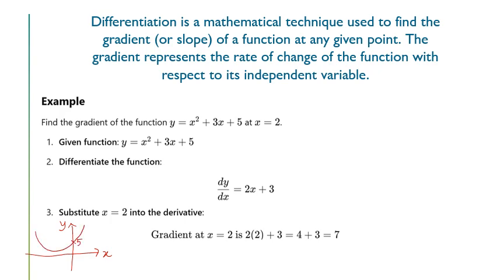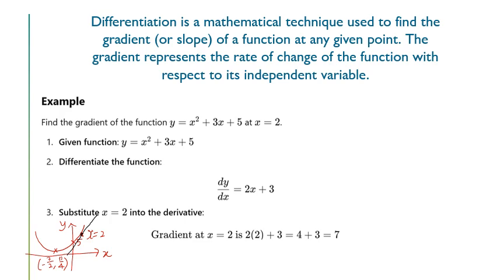Right, you can use the completing the square method to find this lowest point here, the minimum point, which is negative 3 over 2, comma 11 over 4. So what it's saying is that if I want to find the gradient at this point, x equals 2, I will draw a tangent line.